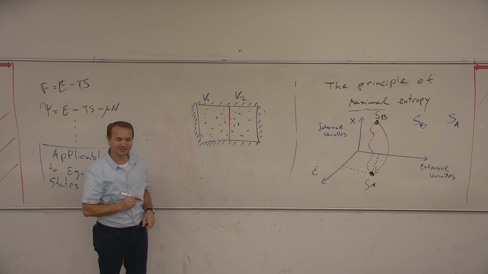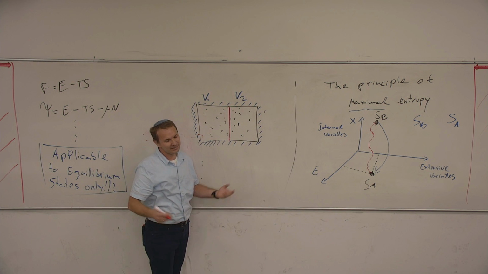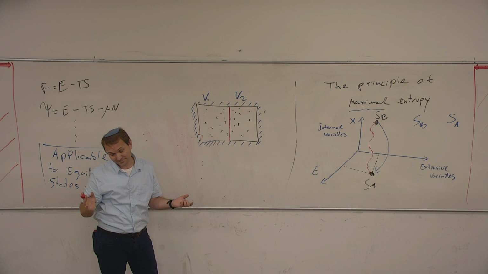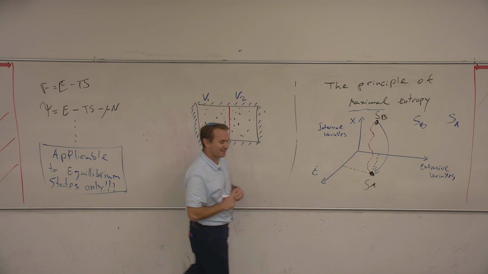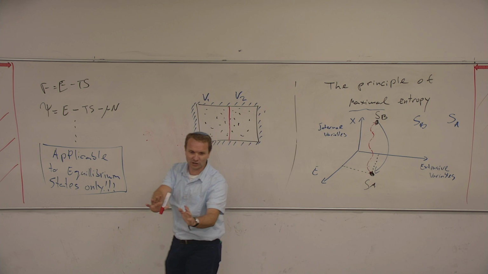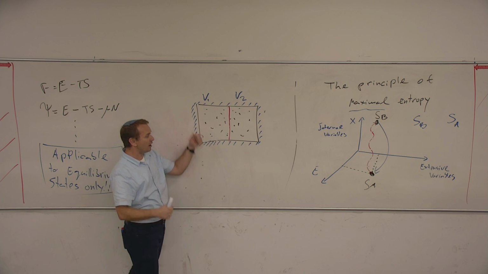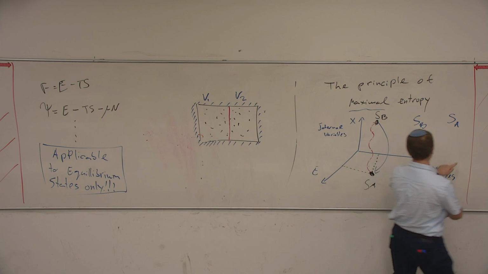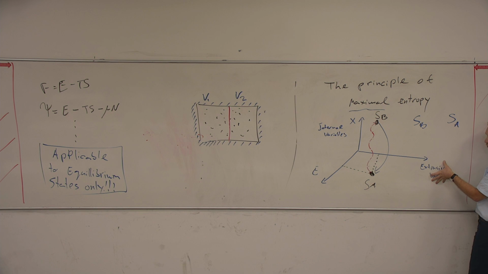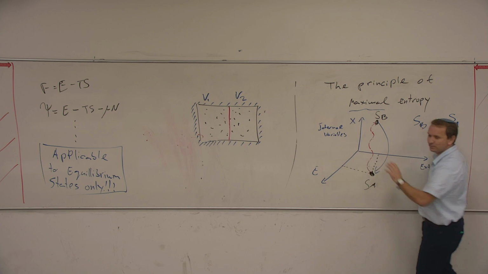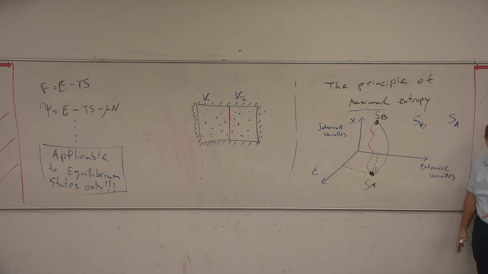I built a wall. In a moment? It doesn't really matter how. Okay. But magically, as you wish, I build a wall. But I build a wall such that my extensive variables were kept constant and the total energy of the system was kept constant. How much time it would have taken me, I don't know.